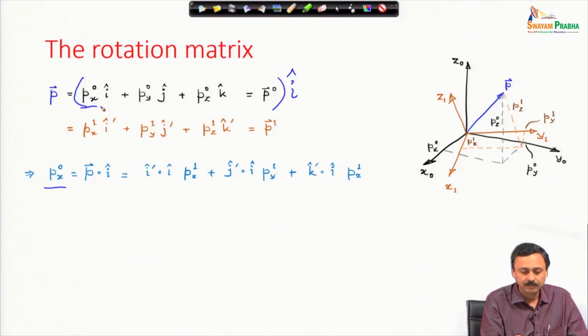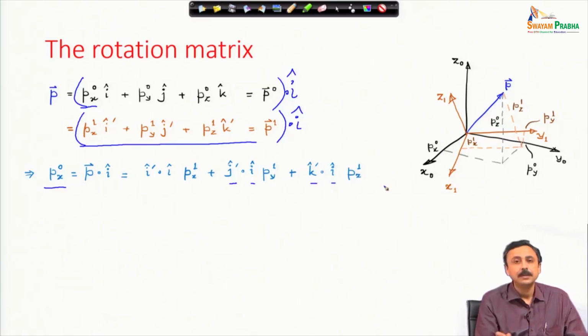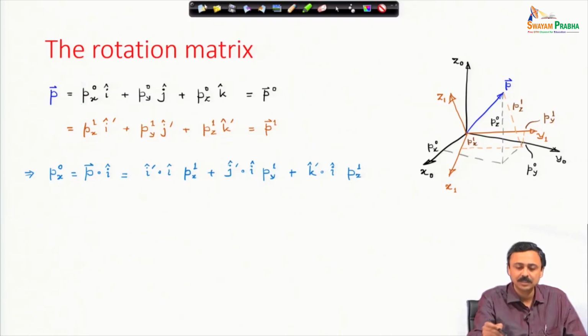This I have written already. But if I choose the other representation to take that dot product with i cap, then I get i prime dot i p x 1, j prime dot i p y 1, k prime dot i p z 1. Both sides are equal, because we are taking the dot product of the same vector. Therefore, they cannot give us different things, they must give us the same thing.